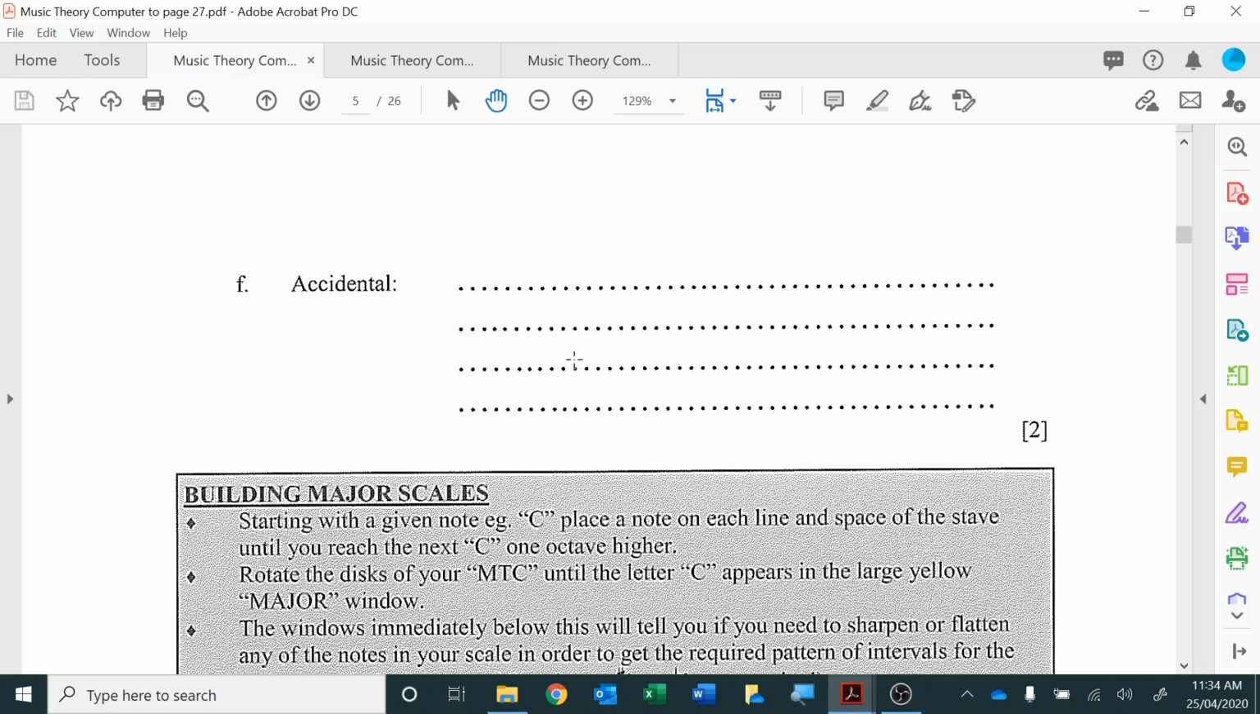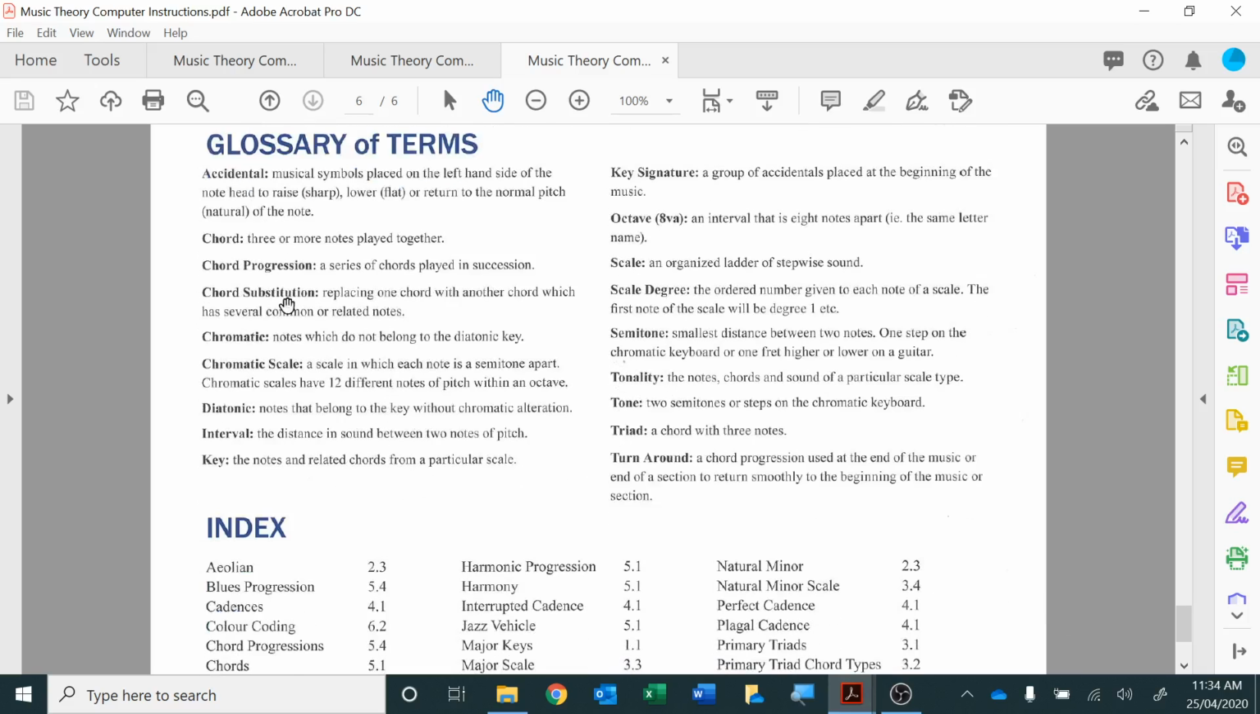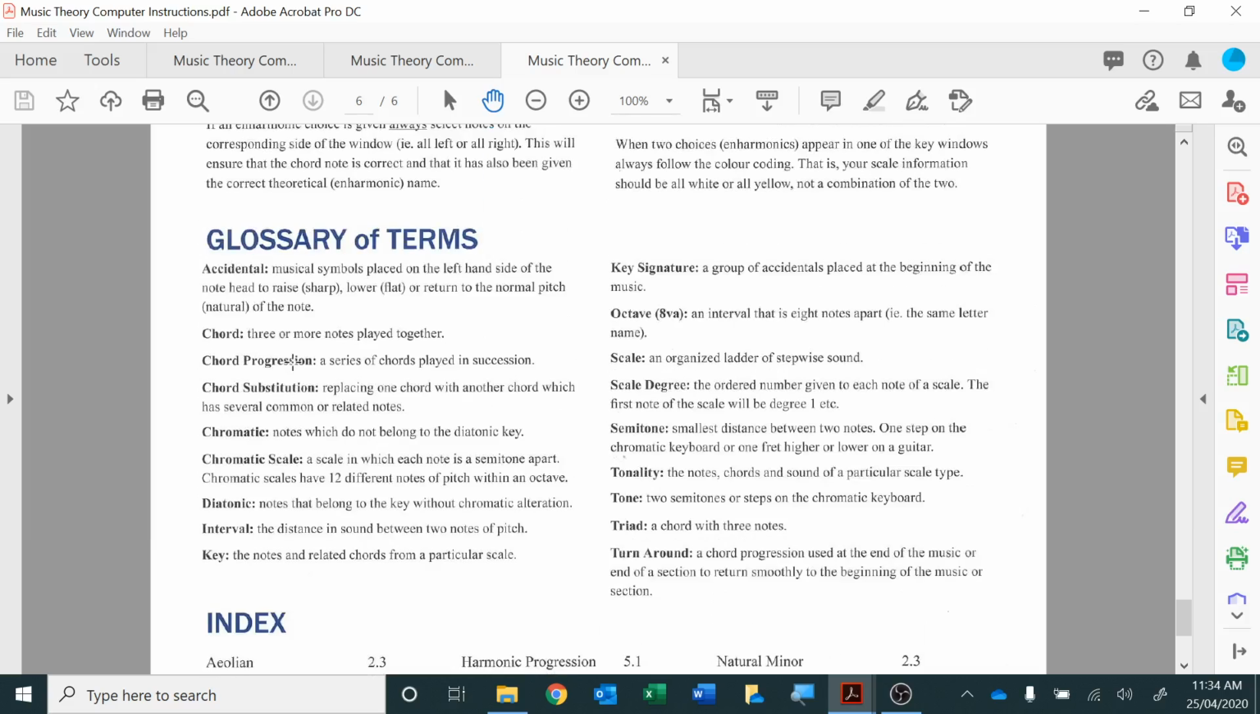The last definition you need is accidental. So if we go here and we see accidental, and this one is particularly weird. Musical symbol placed on the left-hand side of the note head to raise (sharpen) or lower (flatten) or return to the normal pitch (natural) of the note.